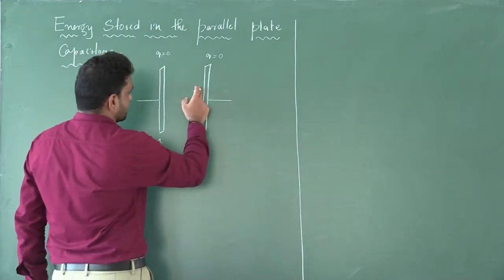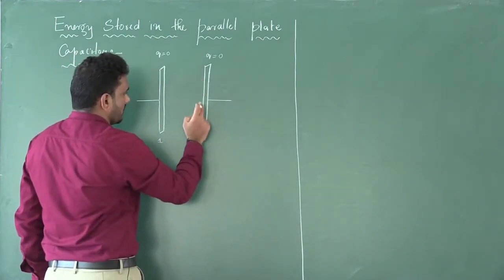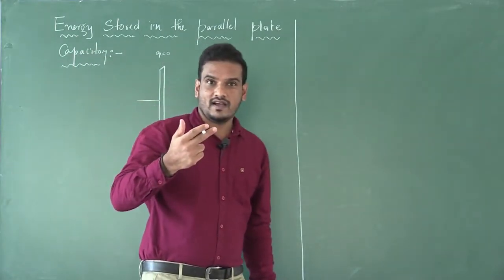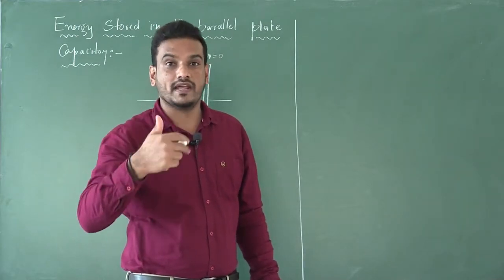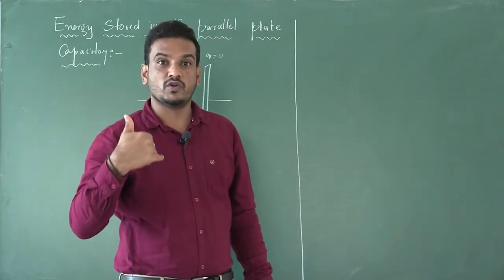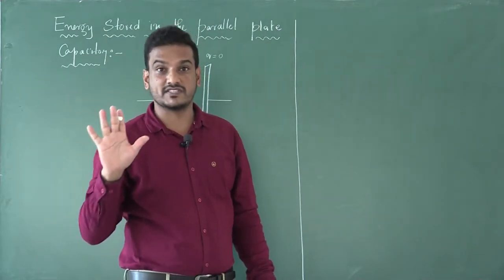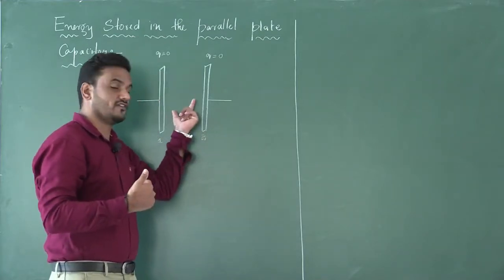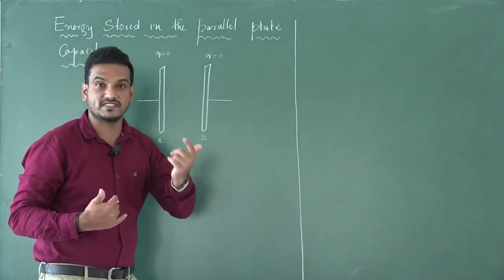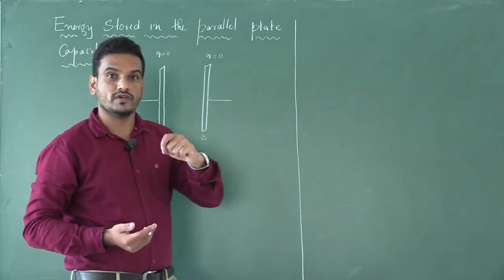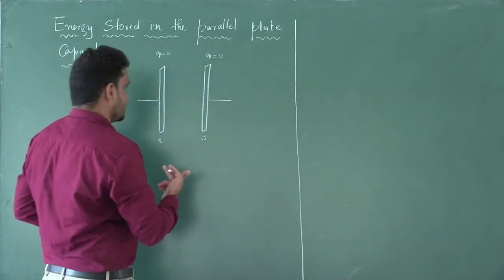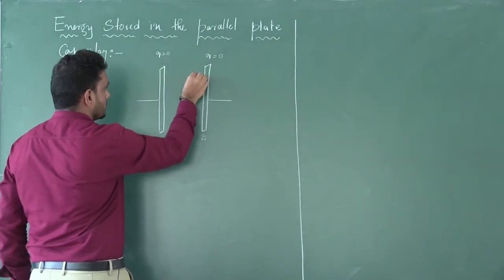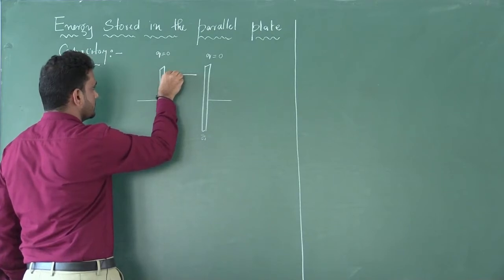Now I'll transfer one positive charge from plate 2 to plate 1. To transfer a positive charge from plate 2 to plate 1, we don't need any work done, which means work done is not required. Why? Because initially the electric field between the 2 metal plates is 0. So without doing any work, I am going to transfer one positive charge from plate 2 to plate 1. So like this, I transferred.